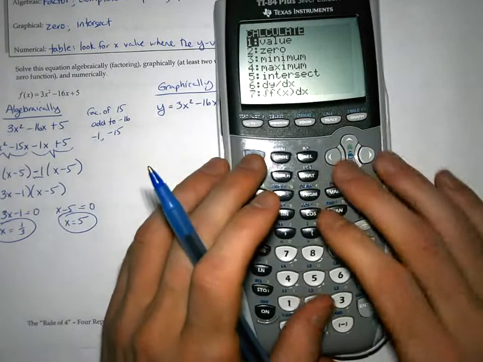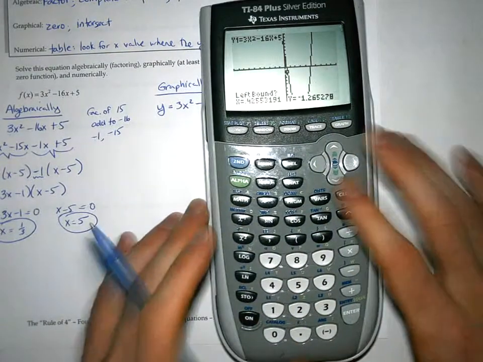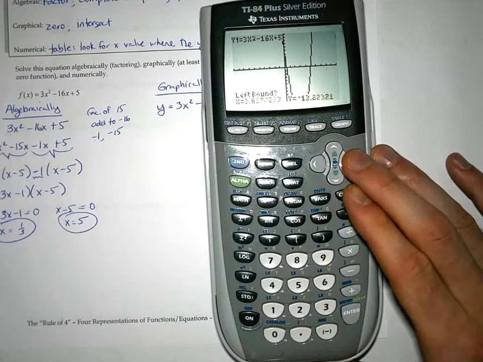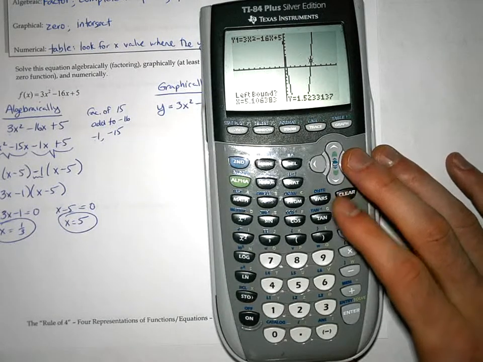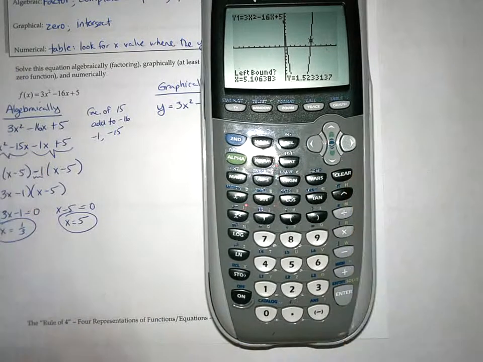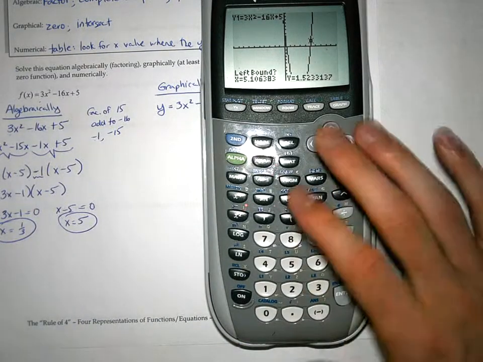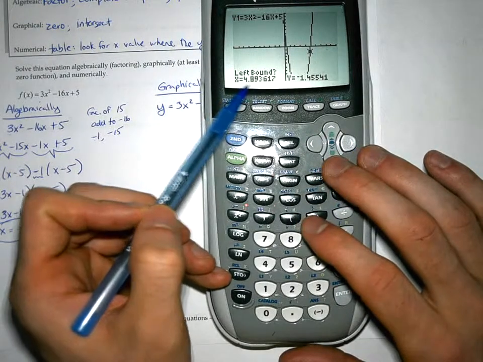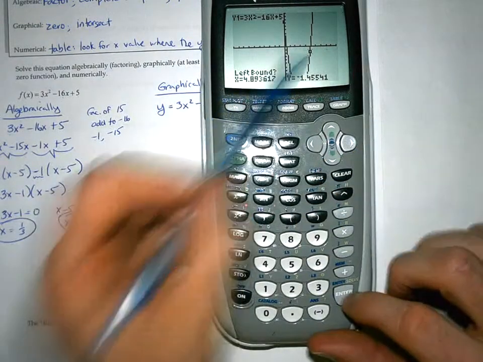And we'll do the same thing again. We'll do second calc and go to zero. And this time we're going to scroll over all the way around. There we are, to the second zero, which I know is going to be 5. Left bound, I need to choose a value for the x that is slightly less than 5, which is 4.89. So I'm going to be right there.